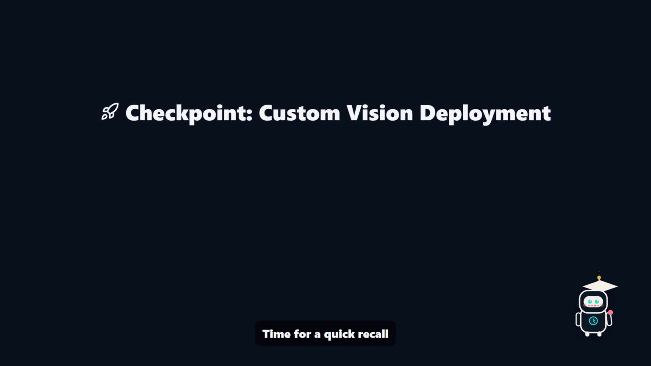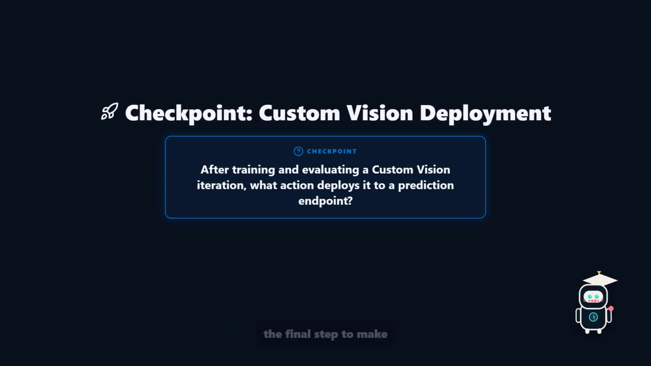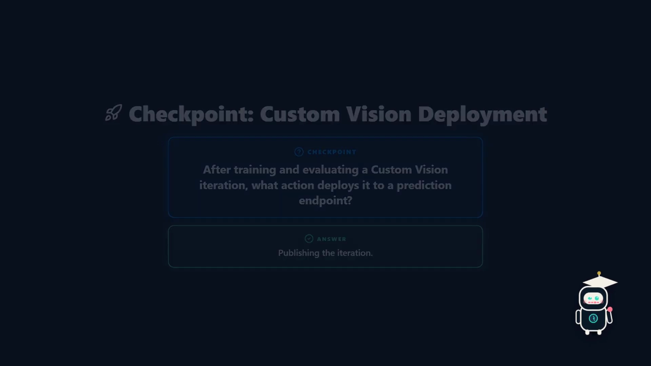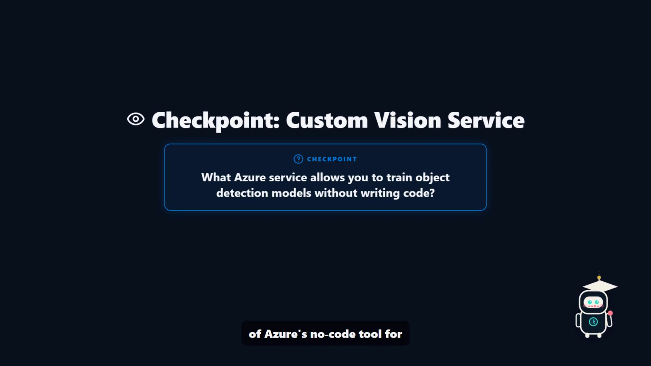Time for a quick recall check. After training and evaluating a Custom Vision iteration, what's the final step to make it accessible for predictions? Pause and think. Quick recall. What's the name of Azure's no-code tool for training custom object detection models? Pause and think.